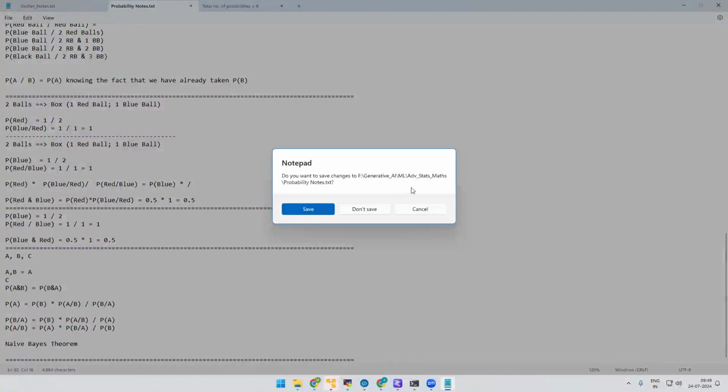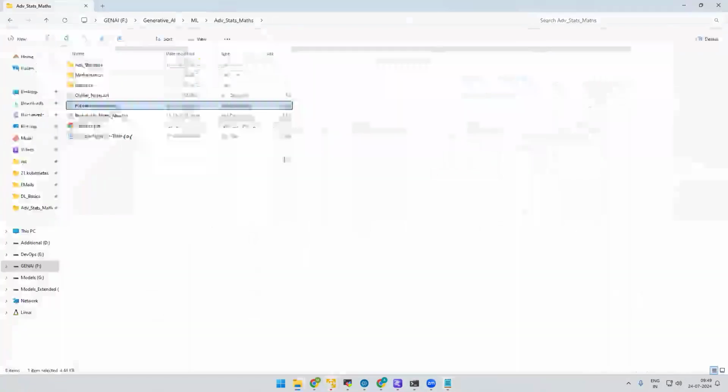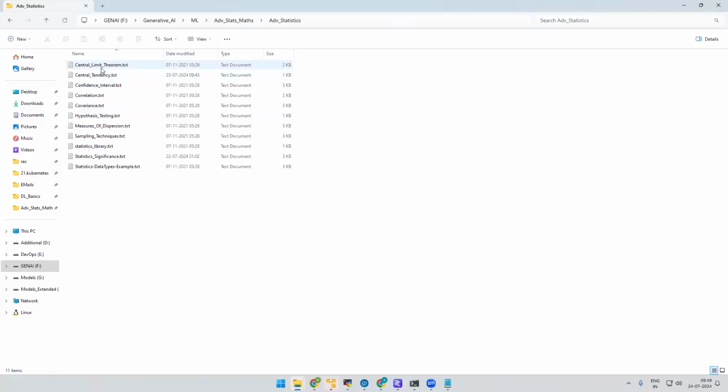All right. I think it's already 8:49. Can we stop here, or should we continue? We have a few other concepts. I think we discussed central limit theorem, central tendency, confidence interval, correlation, covariance. We'll discuss the remaining topics tomorrow, so we'll complete these topics tomorrow. And thereafter, we have mathematics.